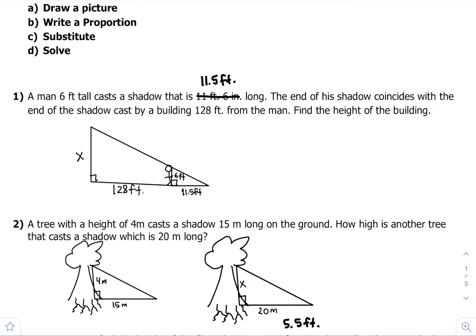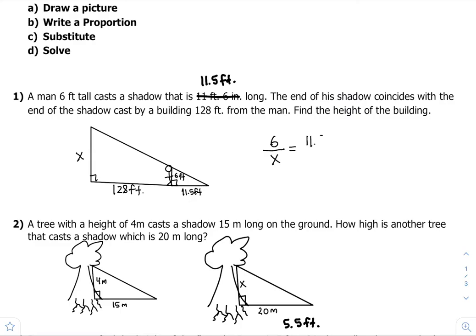Now again, we are using similar triangles, right? So we need to make a proportion. So I'm gonna do the height of the man over the height of the so-called building. So if I chose to do the height of the man over the height of the building, you guys, then that means I need to use the shadow of the man over the shadow of the building.